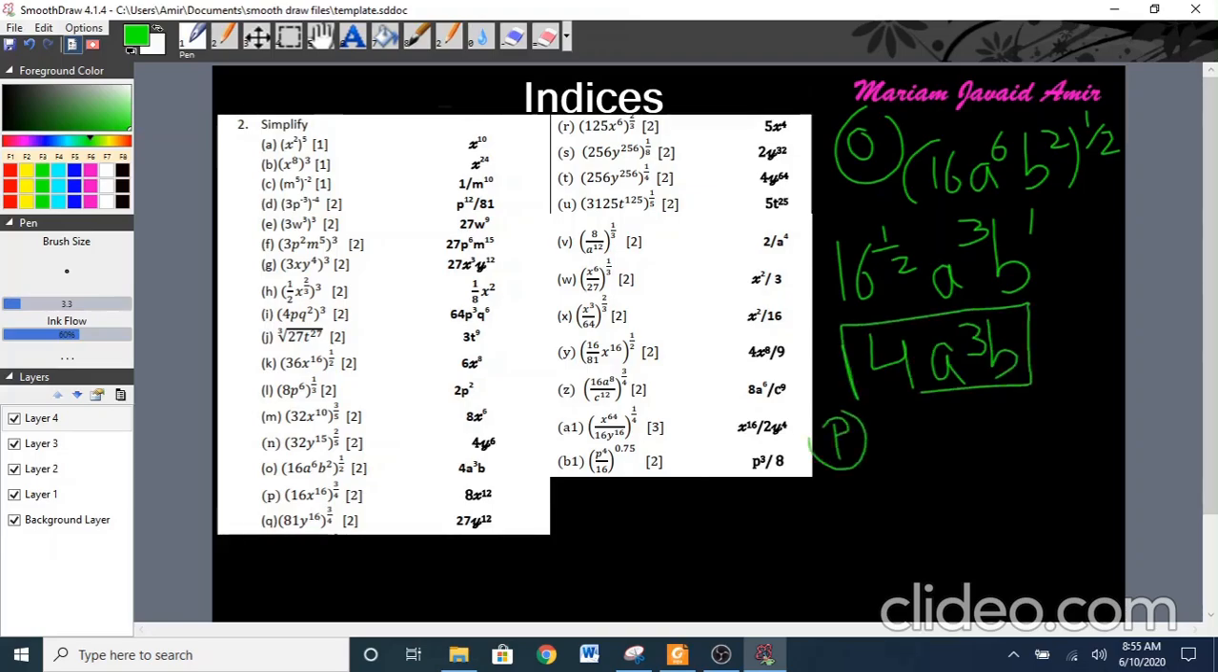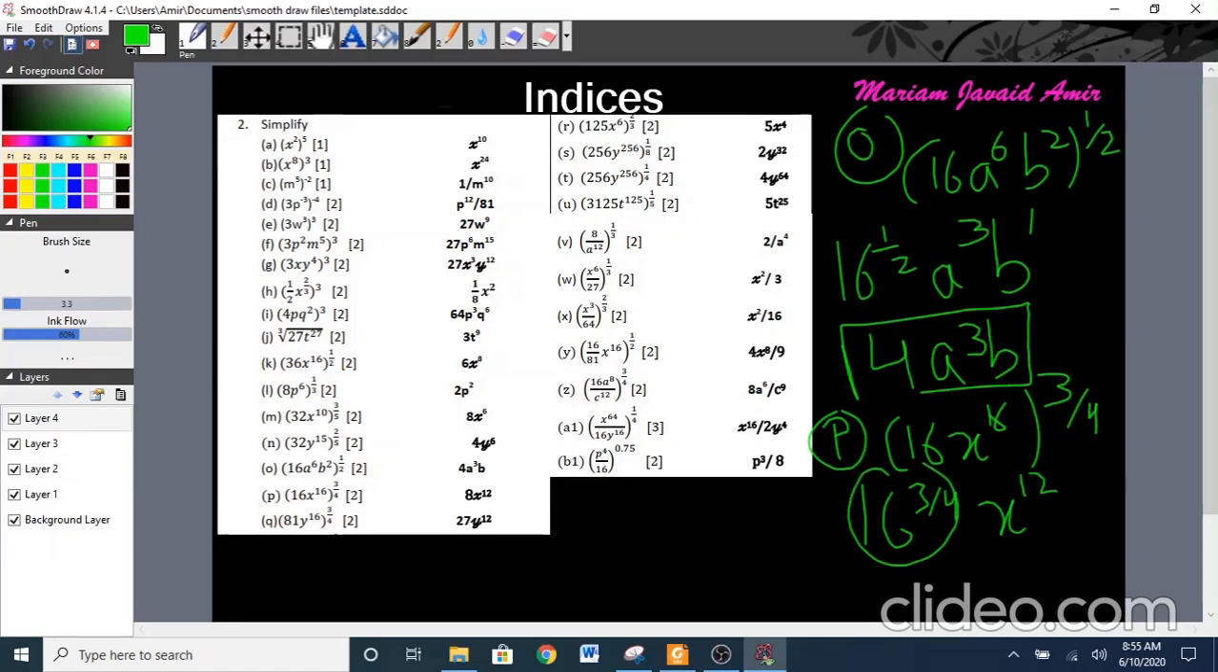Part P, which is 16 times 16 power 3 by 4. So we get 16 power 1 times 3 by 4, which is 3 by 4. 16 times 3 by 4 would be 4, 4 and 16 get cancelled, 4 times 3 is 12. And then in your calculator enter 16 power 3 by 4, or if you're doing it mentally, first take 4th root of 16, which gives 2, then 2 cubed becomes 8, times 12.